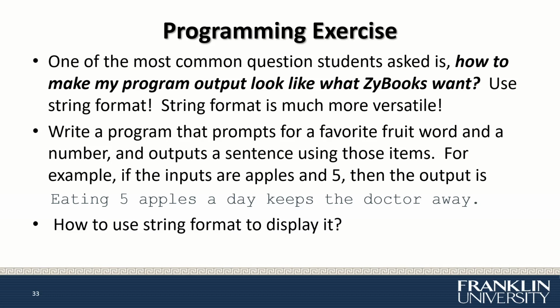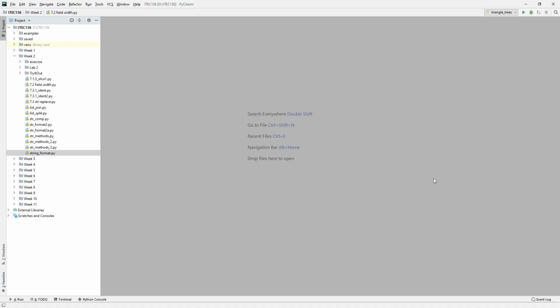Write a program that prompts the user for a favorite fruit word and a number. The program outputs a sentence using those items. For example, if the inputs are apples and 5, then the output is: eating 5 apples a day keeps the doctor away. And how do we use the string format to display that? Well, let's do that together.